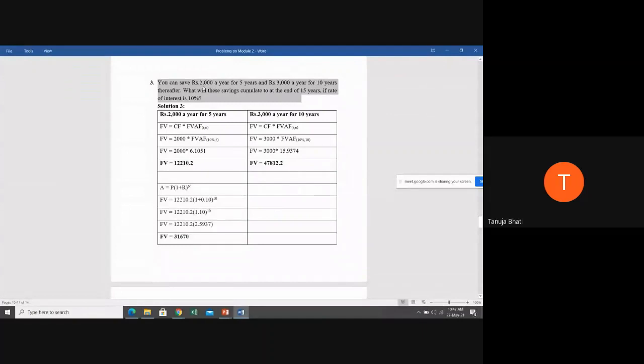2000 is an equal series of cash flow which is getting saved for 5 years, and 3000 for 10 years. Now, you know that the formula for deferred annuity is very easy, students. Presentation is totally up to you, how you want to present the answer. I have presented it in the form of a table. First we are going to take the calculation of rupees 2000 saved a year for 5 years.